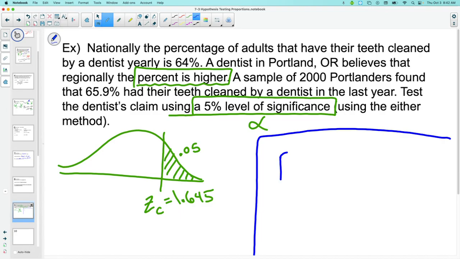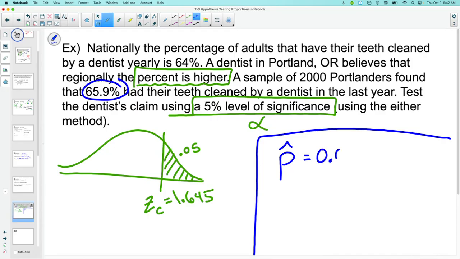So the next question is, how do we find p-hat? Or in general, what is p-hat? What does that tell us? It's the percent from our sample. So in other words, it's the percentage that this particular dentist found. What percentage did he find? 65.9. We don't actually have to divide anything, it's just told to us. It's already pre-calculated. The last one, we had to figure it out and divide it. This one, it's like, you already did it.